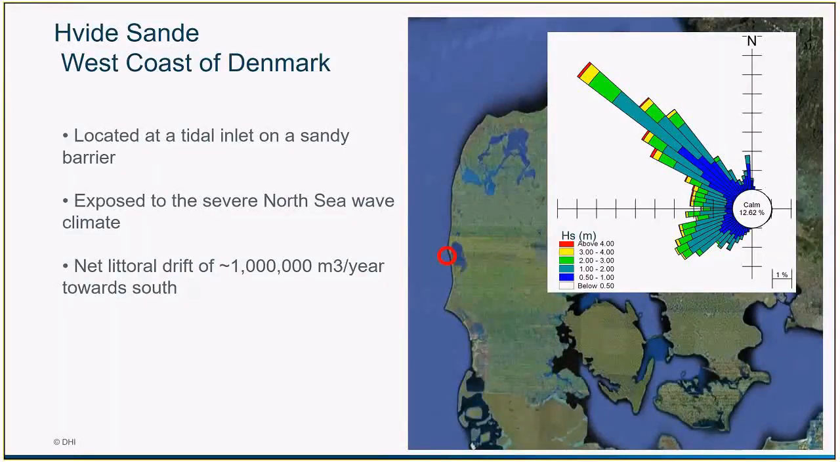And as indicated by the wave rose, which is plotted here, we have a very, very severe wave climate. Nearly 90% of the time we have more than 0.5 meter waves at this location, and it can even reach on a regular basis 4 meters. That leads to a net littoral drift of more than 1 million cubic meters per year towards the south.